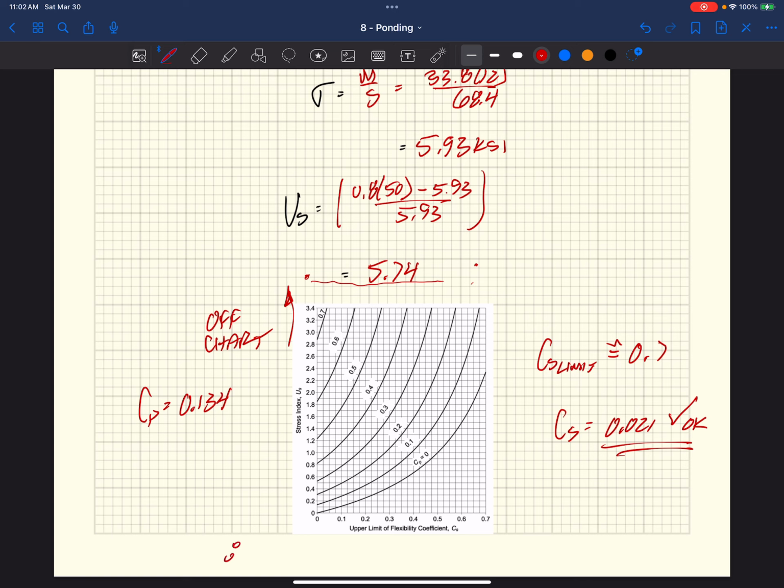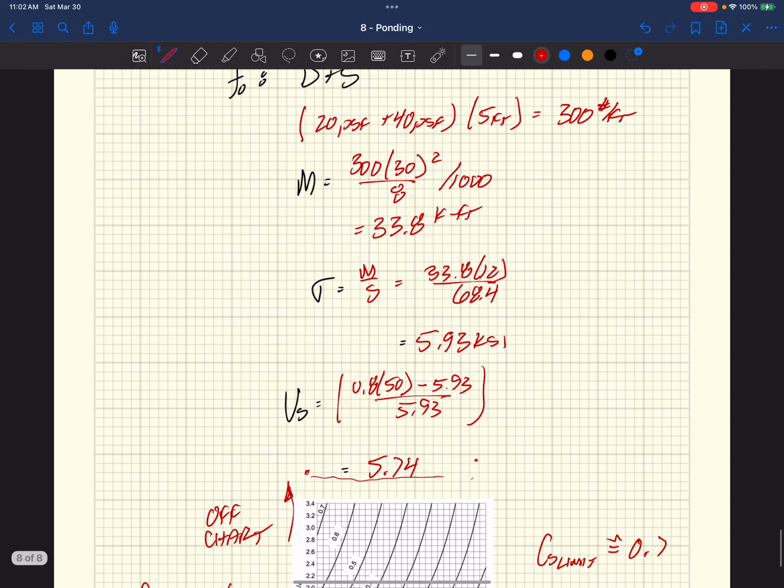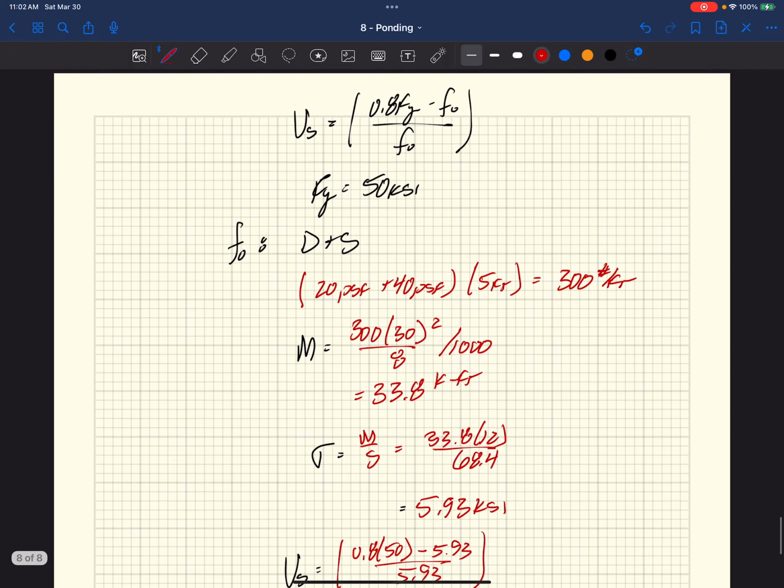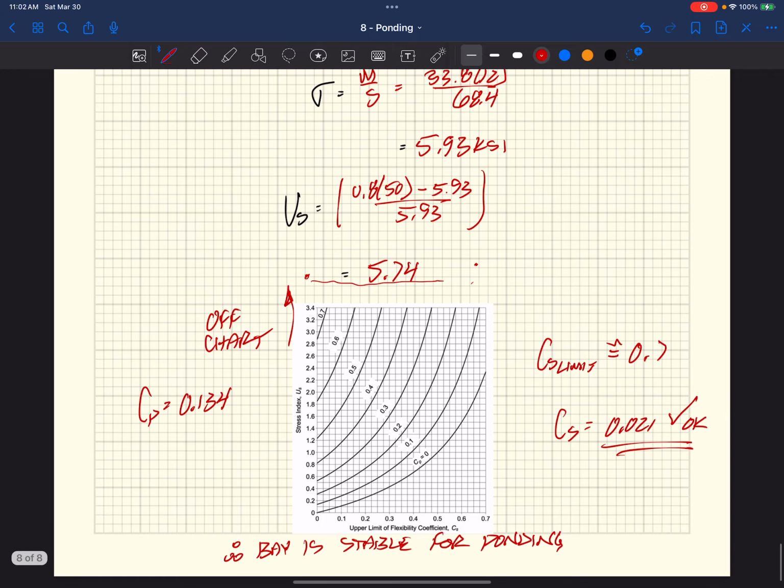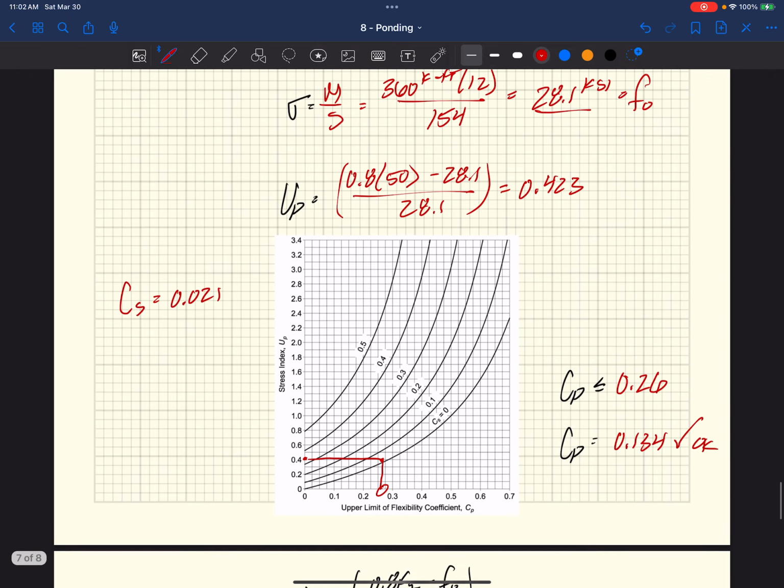So therefore, this bay is stable for ponding. And that's basically it for the improved method to calculate the susceptibility for our bay for ponding.